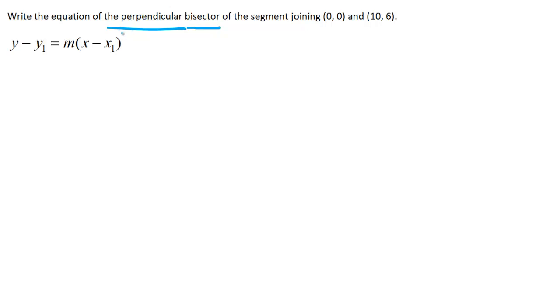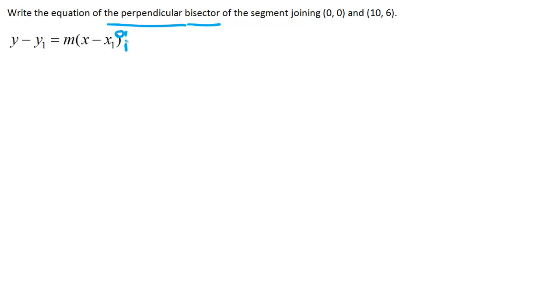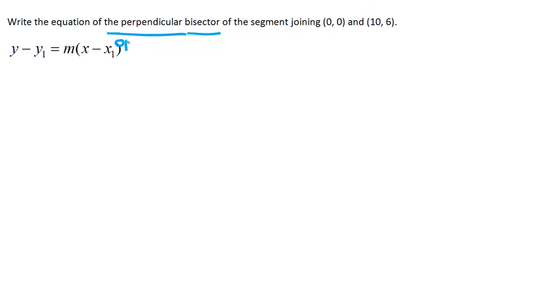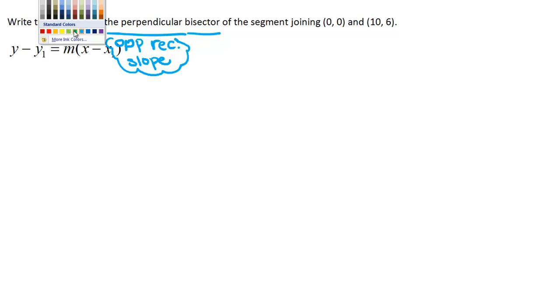Perpendicular means opposite reciprocal slope. Okay, so that's what perpendicular meant. And then bisector means kind of like congruent parts, or it's going to intersect this segment at its midpoint. So I'm just going to think midpoint for now, because that's the definition that's really useful right now.